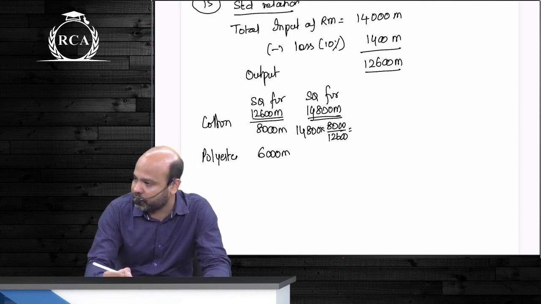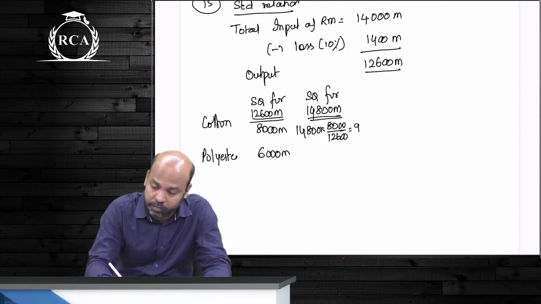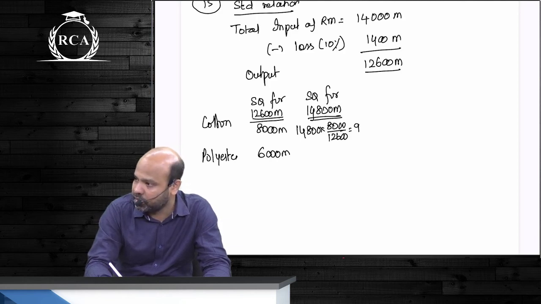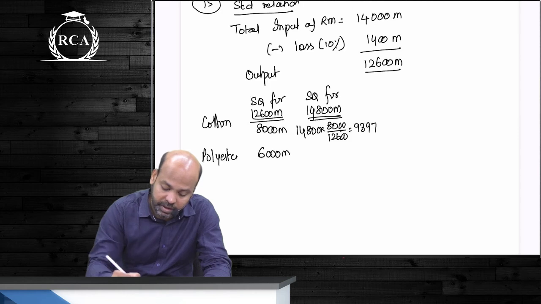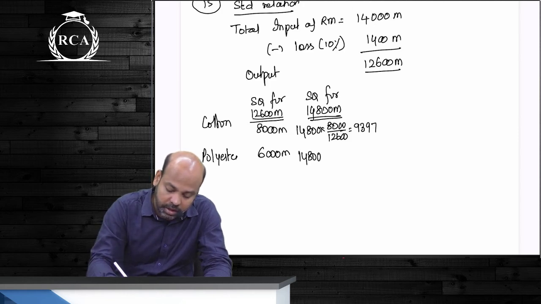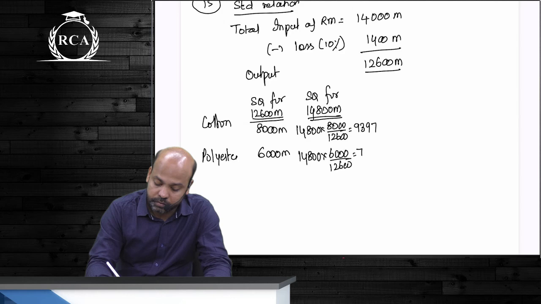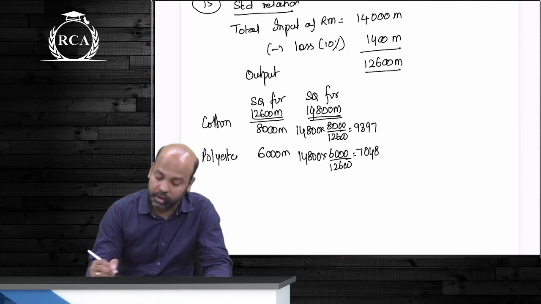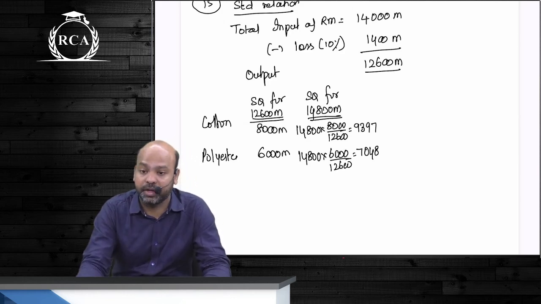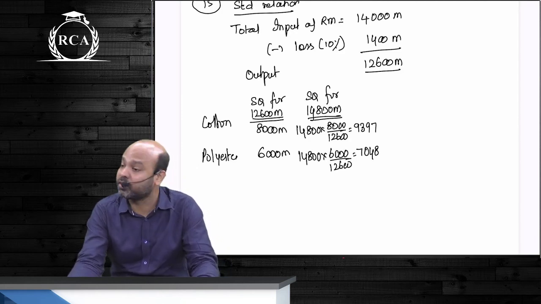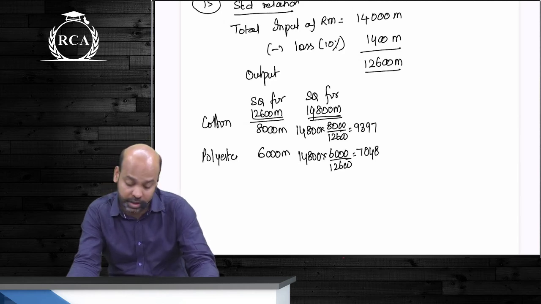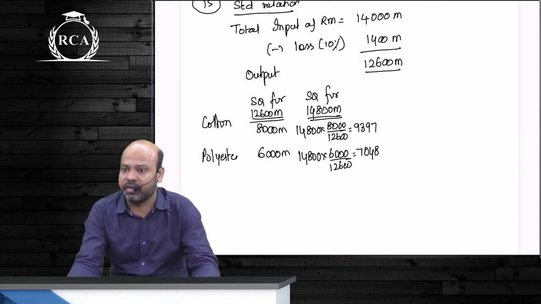Round off to the nearest number, beta. 9,397. This will become 14,800 into 6,000 divided by 12,600. 7,048. ये हो गया standard quantity for actual output. Wherever formulas that we are going to use, you will not write 8,000 meters and 6,000 meters. You will write 9,397 and 7,048.